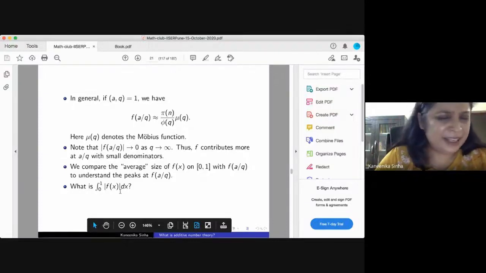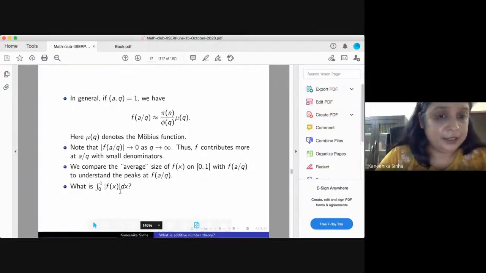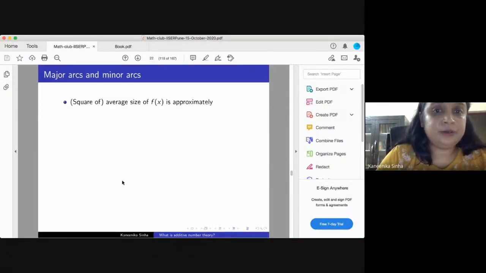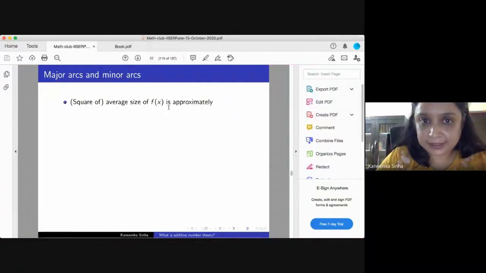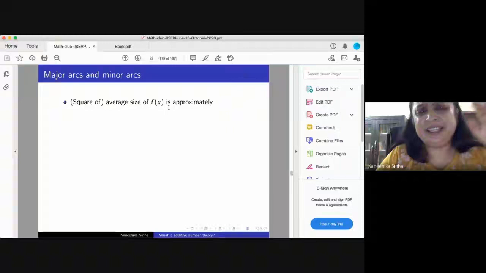Now you know that f of x is a complex number, and playing with absolute values of complex numbers can take very long and they become very annoying. So you play a very cheap trick. You square this, okay? So what we do is we try to evaluate the square of the average size of f of x. And then from that, we take the square root of whatever we get and we say, okay, this would be the average size of f of x.